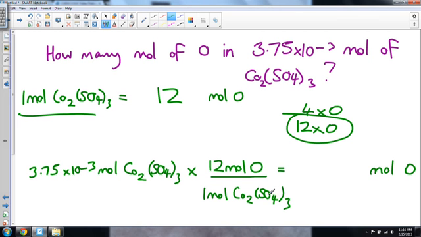So 3.75 times 10 to the negative 3 times 12. I should have done this before I started this video, but here we go. I'm typing this into my calculator as we talk. Times 12 gives us 0.045 moles of oxygen. Now there's 3 significant figures here, so I'm going to show 3 here as well. You can see this number is a lot bigger than this one, but then it should be because you multiplied it by 12 to get to the answer.